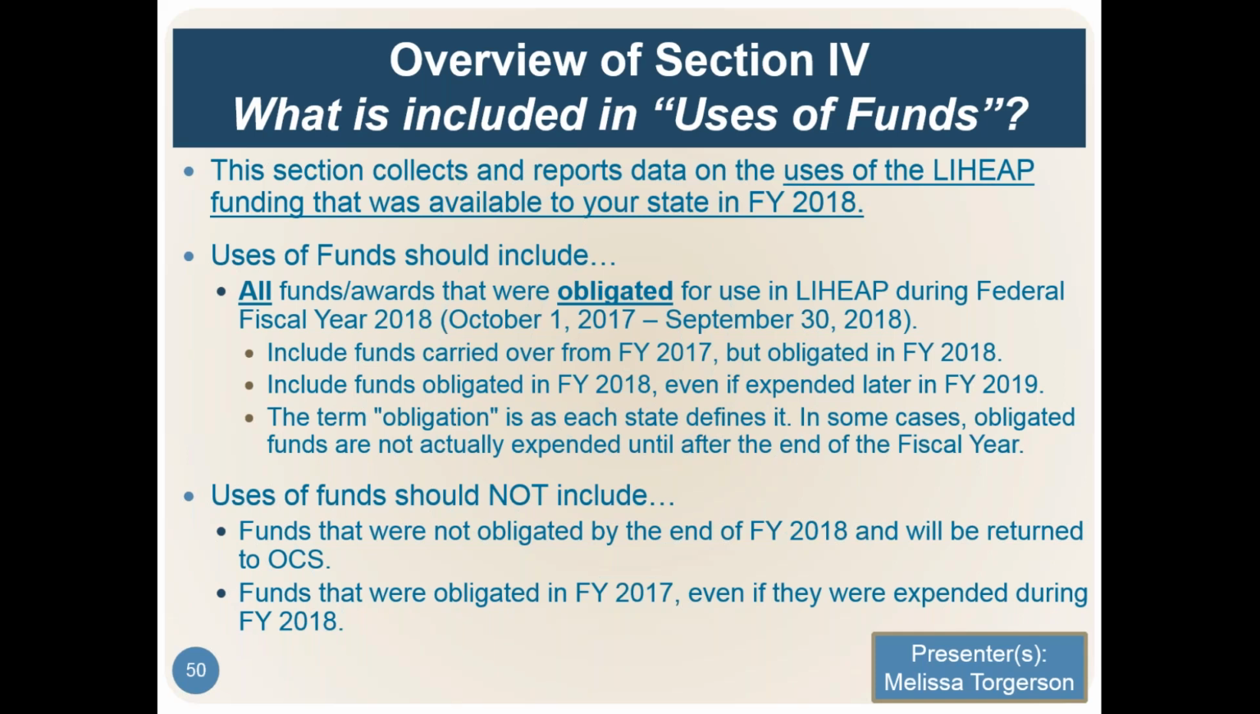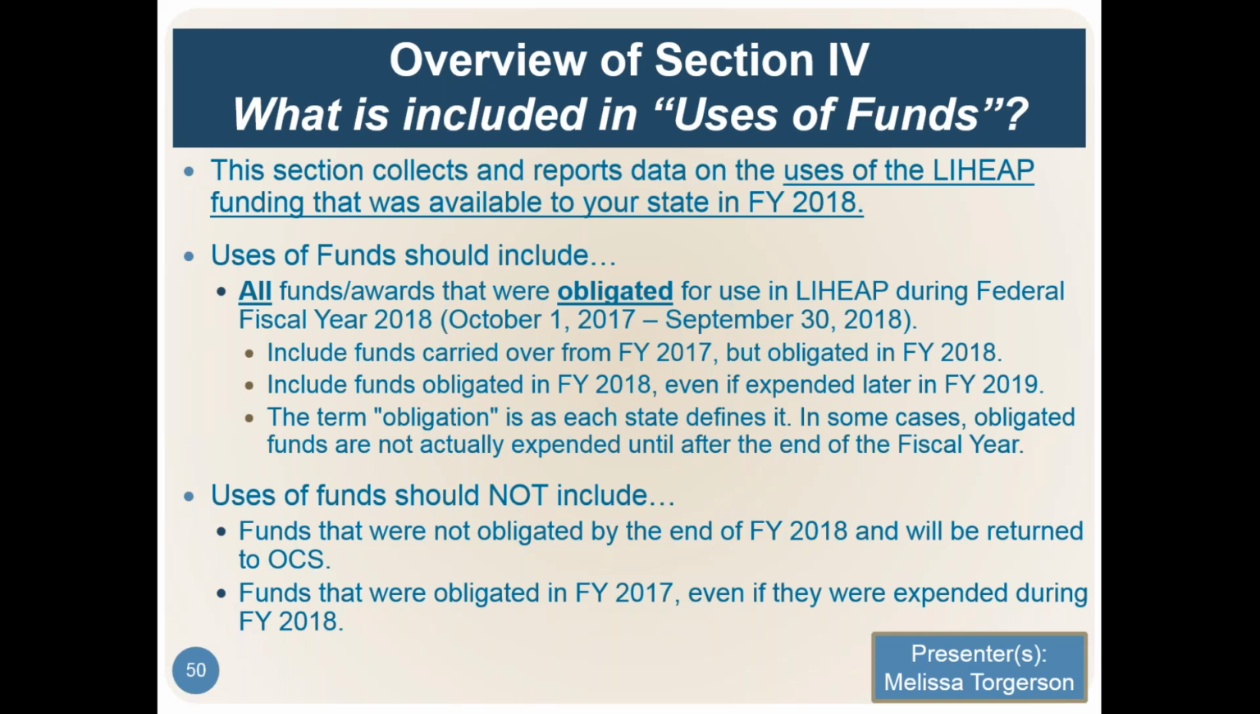Uses of funds should not include funds that were not obligated by the end of 2018 and will be returned to OCS. Some of you, because of the way your program is structured, may not have subgrantees, so for you, obligations are expenditures in many cases. If you don't expend it all or get it obligated in another way, you have to return funds over that 10% carryover limit to OCS, and those would not be in your form. That's why when Dan said your sources and uses may not add up, this would be the main reason for that.